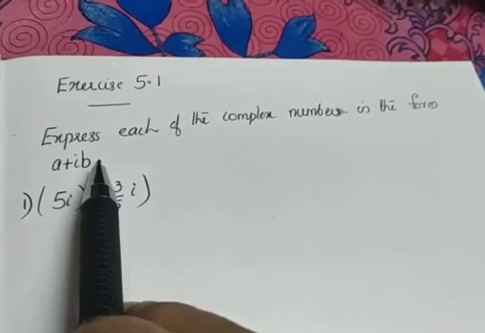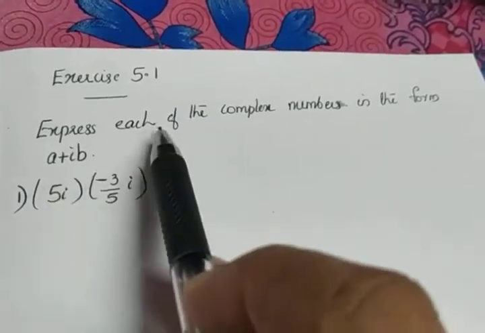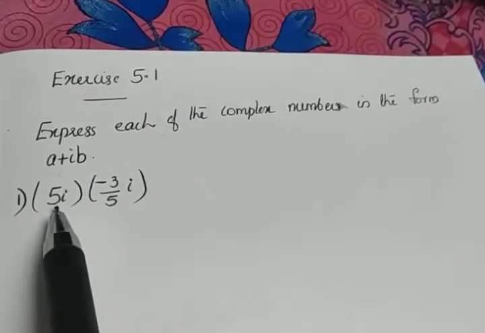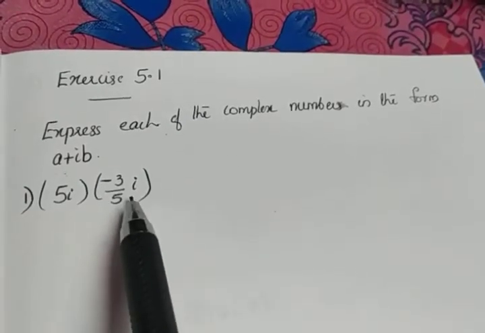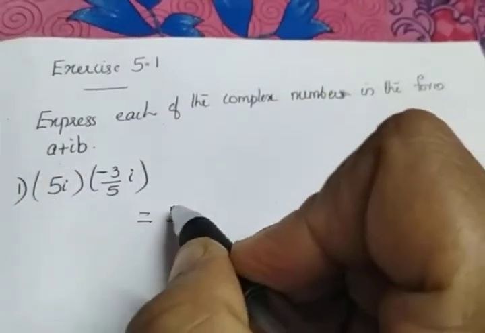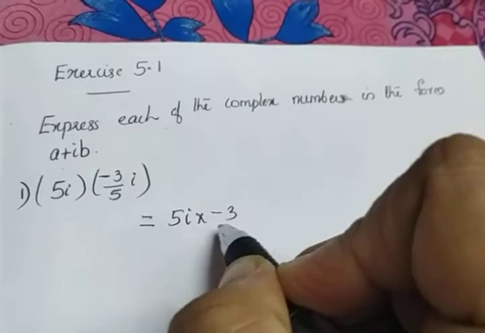So our first question in exercise 5.1: express each of the following complex numbers in the form a plus ib. The first question gives us 5i into minus 3 by 5 into i. So to multiply as usual, 5i into minus 3 by 5 into i.